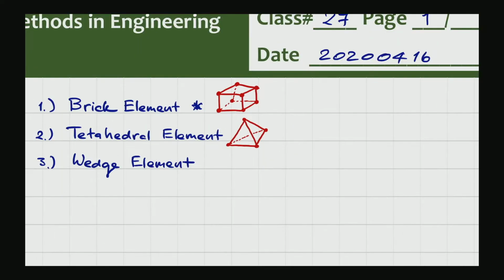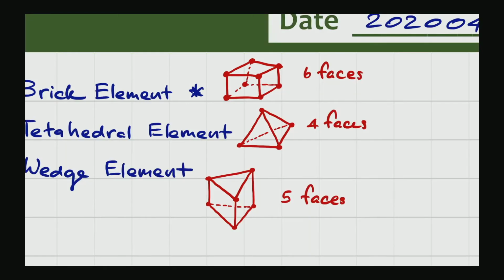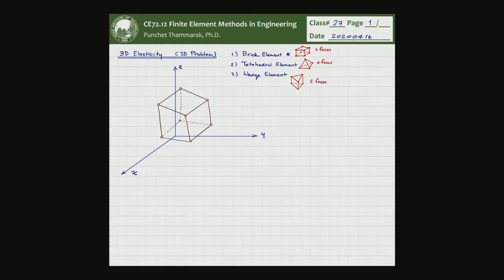Last one, the wedge element. The wedge element just looks like a wedge. So it is in between. This is a wedge element. It just looks like a wedge, so it is called a wedge element. How many faces in total? You have 5 faces. So the number of faces is just different.